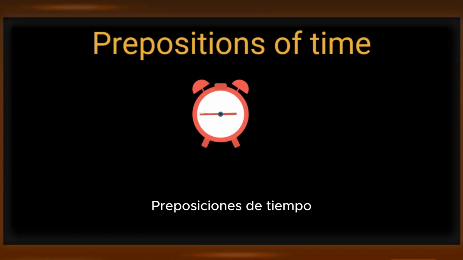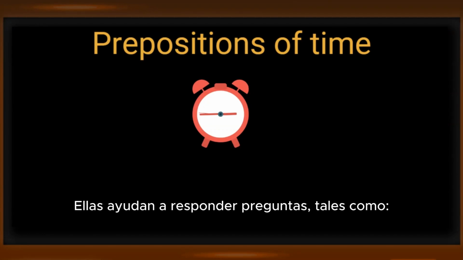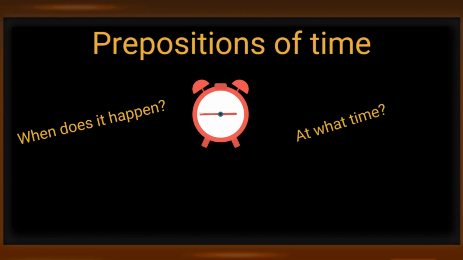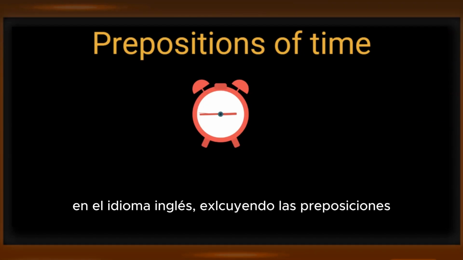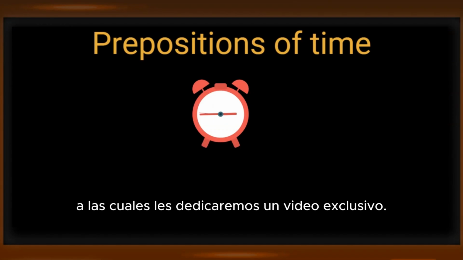Prepositions of time. These prepositions specify when something happens. They help answer questions such as, when does it happen, or, at what time? Below, we describe the most commonly used prepositions of time in the English language, excluding the prepositions in, on, and at, as they are a special case, to which we will dedicate an exclusive video.